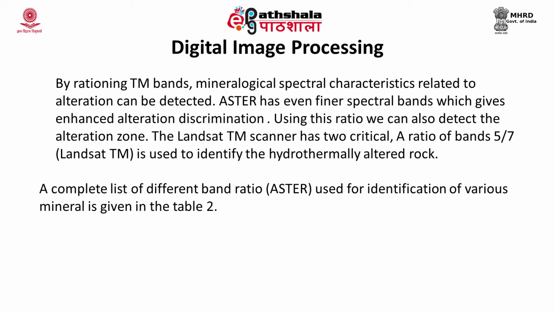The Landsat TM scanner has two critical bands. A ratio of band 5 to 7 is used to identify hydrothermally altered rocks. So, this is also helpful for mineral exploration. And a complete list of the different band ratios ASTER uses for identification of various minerals is given in the next slide. In the next table we can see here.